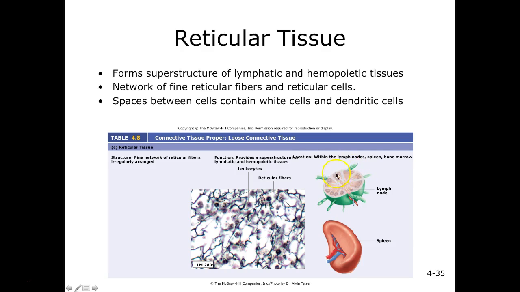So here's an example of where we would find reticular fibers. We have our lymph node. The spleen, which is a lymphatic organ, is another example that we can find this reticular tissue. The reticular cells that we have within this tissue are going to be responsible for producing the reticular fibers we find within them.